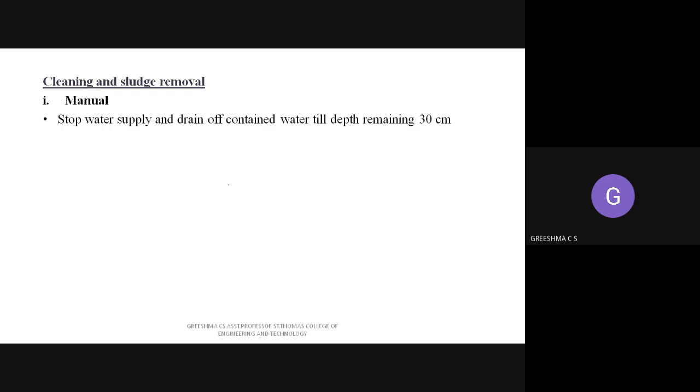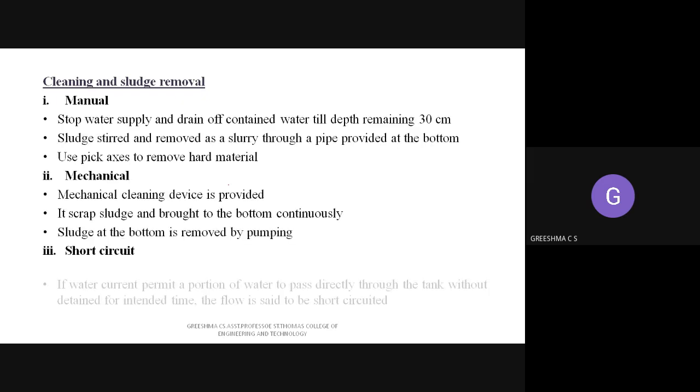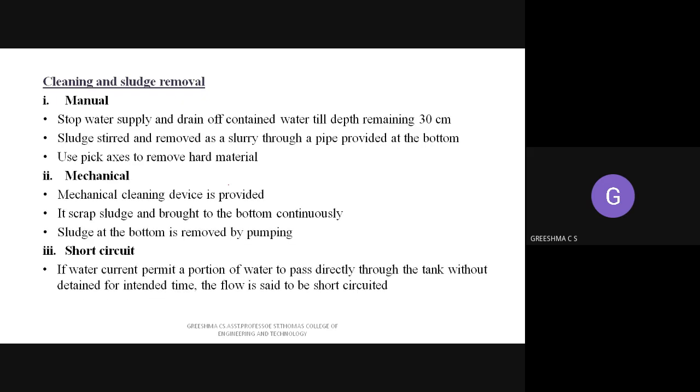Another important thing is cleaning and sludge removal. After every sedimentation, we will be treating liters and liters of water, a lot of water in a day. So there can be a huge amount of sludge. This sludge has to be removed regularly, then only we can maintain a constant purity of the water. So how can we remove the sludge?